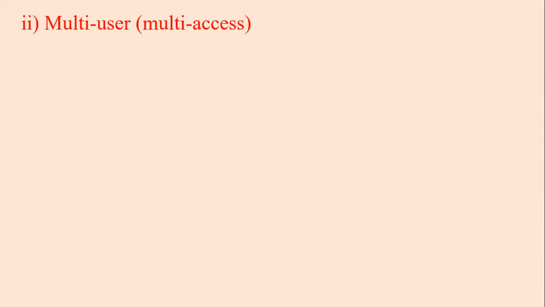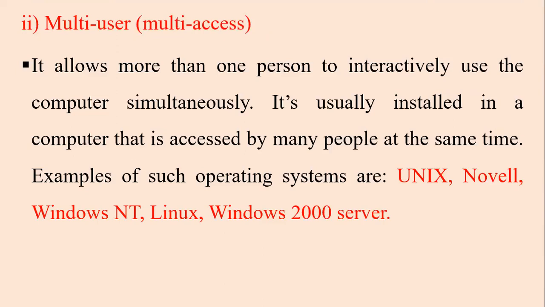Number two is multi-user or multi-access operating systems. These operating systems allow more than one person to interactively use the computer simultaneously. It's usually installed in a computer that is accessed by many people at the same time. Examples of such operating systems are Unix, Novell, Windows NT, Linux, Windows 2000 Server, amongst other operating systems that are normally found in networks or that allow networks.